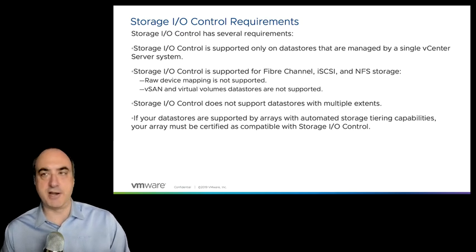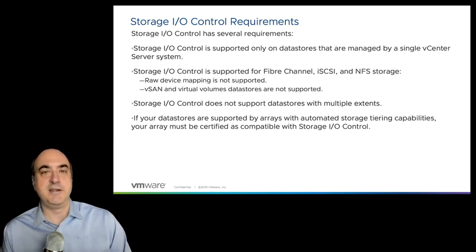Raw device mappings are not supported. vSAN and virtual volumes are not supported. It does not support data stores with multiple extents either, so that's also an important thing to note. If you've spanned your VMFS data store across multiple LUNs, each LUN actually has its own queue, which would really skew the mechanisms of what storage IO control is trying to achieve. You want to have a data store with just one LUN with one queue. And if your data stores are supported by arrays with automated storage tiering capabilities, then your array must be certified as compatible with storage IO control.